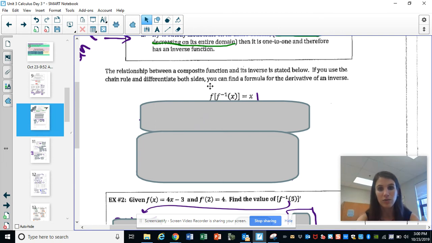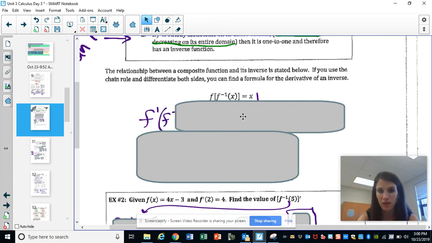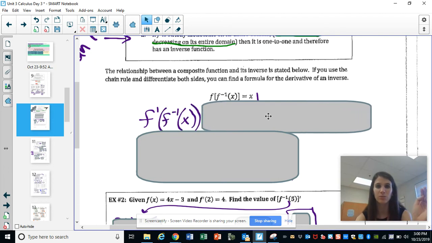So taking the derivative, we start with what's the derivative of f? Well, the derivative of f is f prime, right? We keep our inside function, which is f inverse of x. So that's our first part. Then what's our last part of the chain rule? We have to multiply by the derivative of the inside.